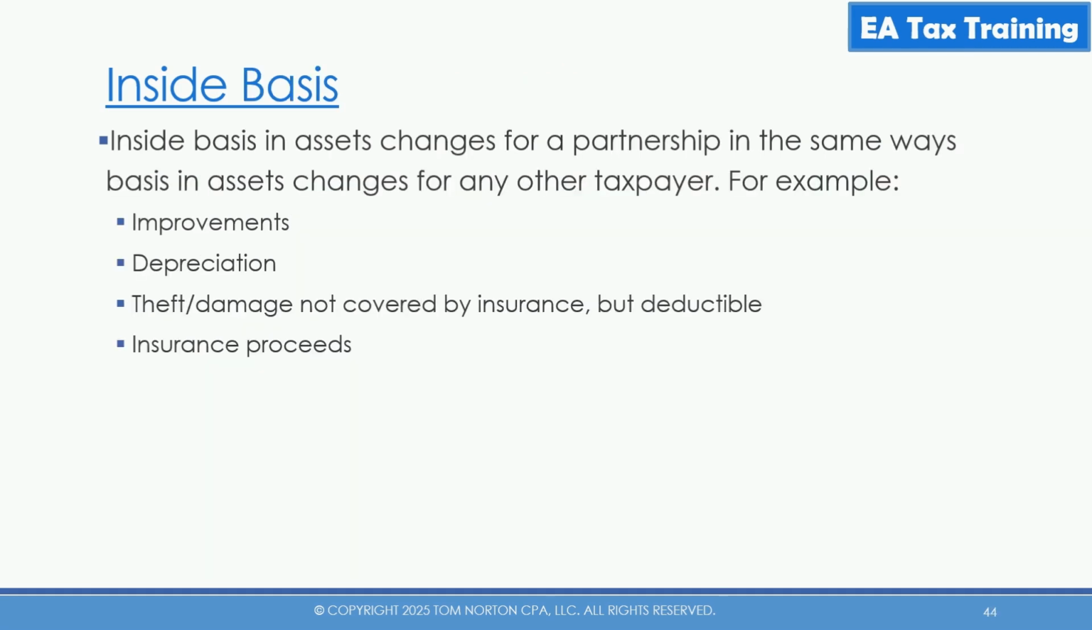So how does inside basis change? Well, it changes just like any other business. This is no different than what we learned before. So, for example, you can make improvements to the property, or take depreciation deductions for the property. You may have other deductions such as theft or damage that you take a tax deduction for. That reduces the basis. You may get insurance proceeds for the asset. That reduces the basis. So all the normal things that can increase or decrease basis for any other business can increase or decrease the inside basis for a partnership.